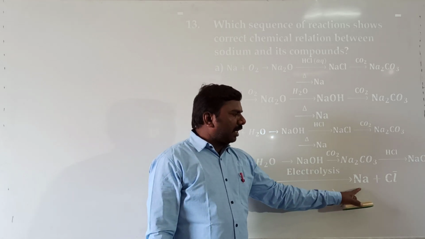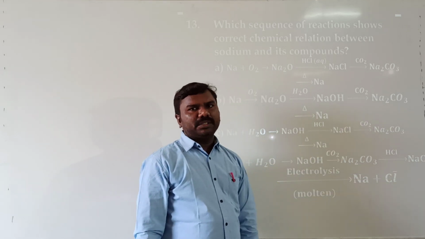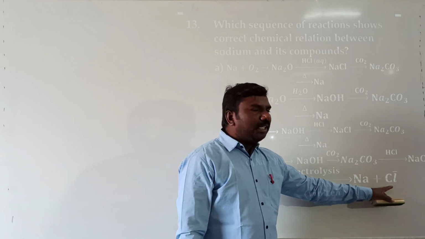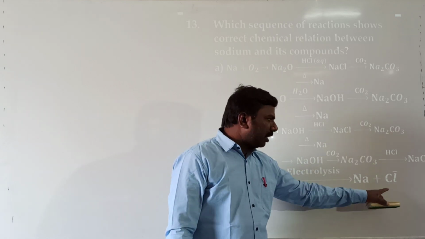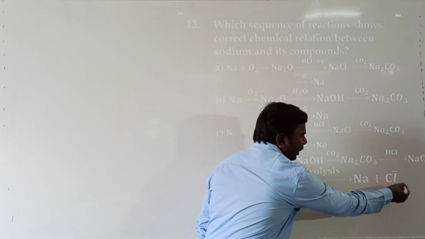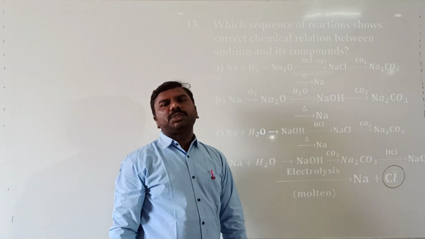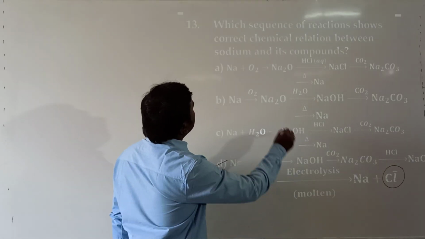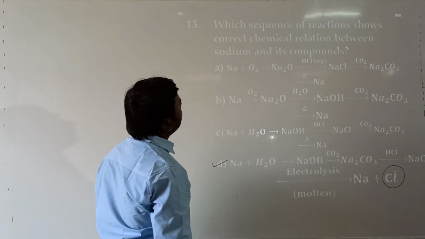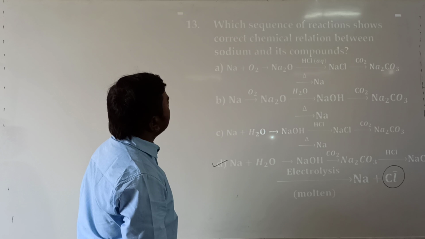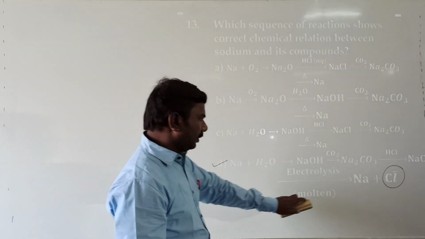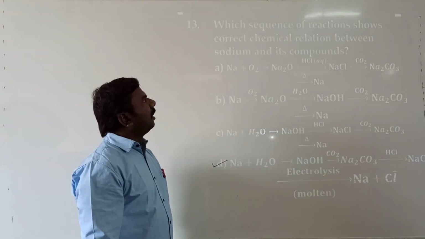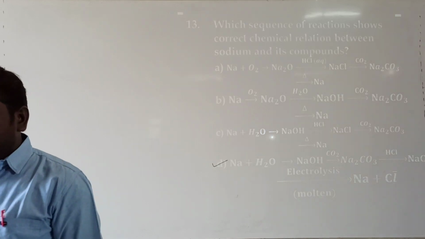So molten means cation at cathode, anion at anode. Na will be at cathode but not Na+. Cl2 will be at anode but not Cl-. They gave Cl-, they should give which one? Cl2. That's why it is the correct statement: the correct chemical relation between sodium and its compounds. Yes, it is the right answer. If you observe the remaining options, you get different answers. Next.